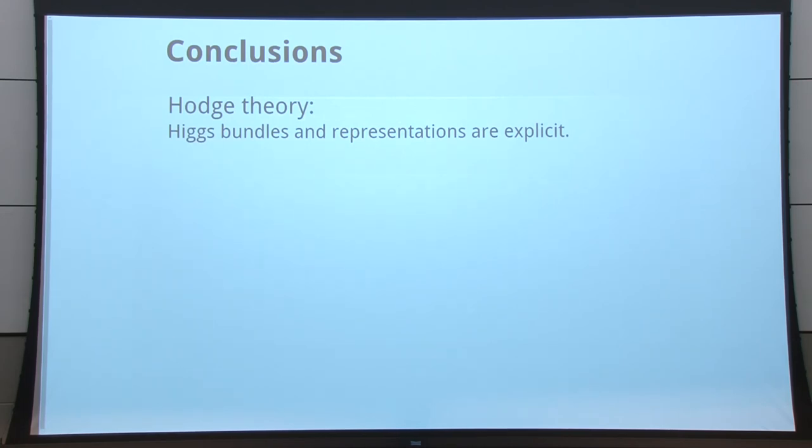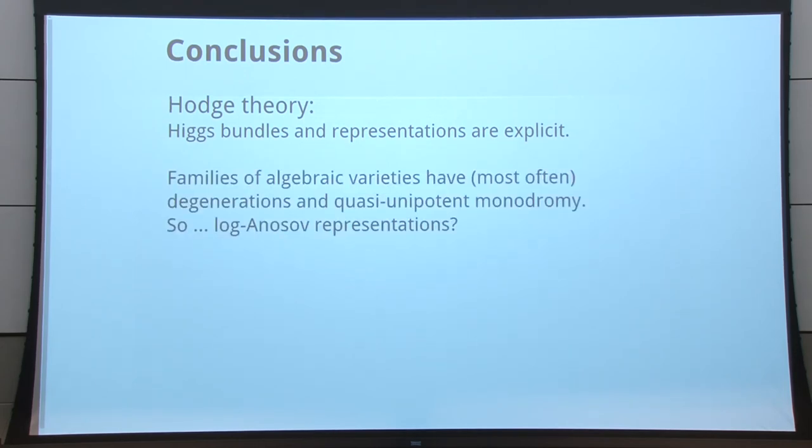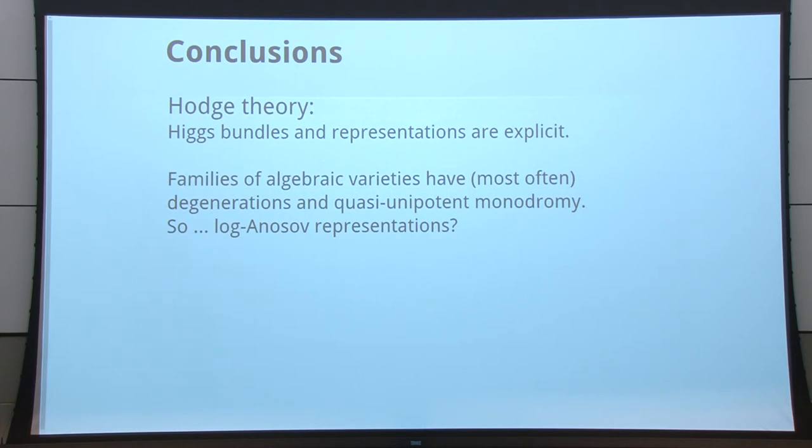They're essentially some data from which you can read off things like a Higgs field or how certain bundles vary, so certain analytic objects and how they behave. The other thing is that families, usually of algebraic varieties, have degenerations. You almost never have a family over a compact base. And so you really have to deal with unipotents. In fact, most of the time, you can only understand this group when it's generated by unipotents. And so you need a technology to deal with this.